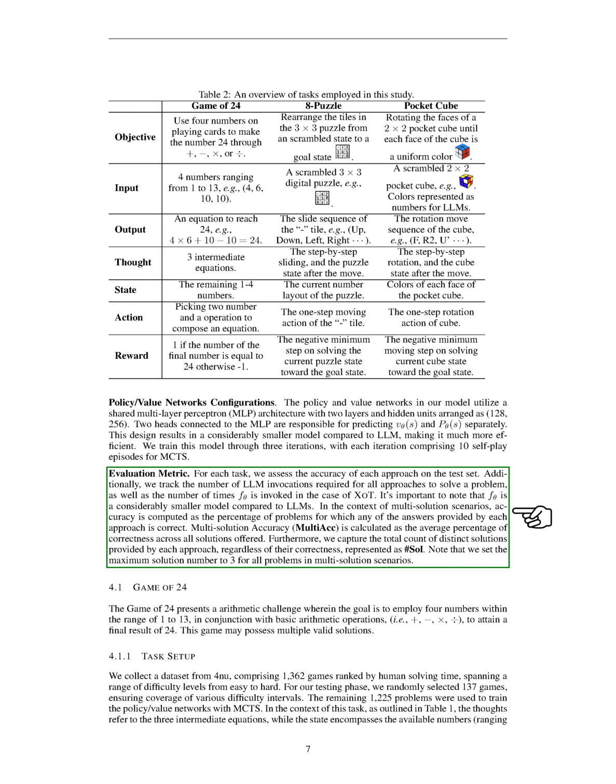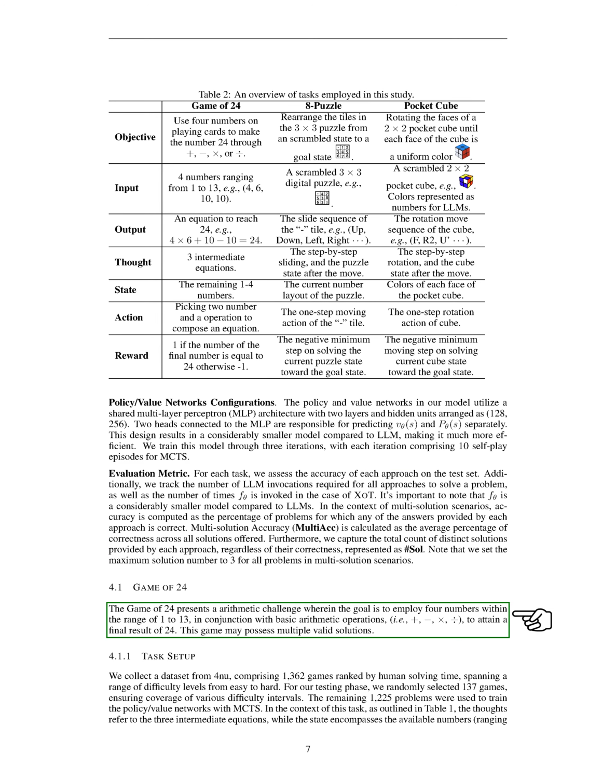We also calculated the average percentage of correctness across all solutions offered, which we call multi-solution accuracy, multi-ACC. Additionally, we recorded the total count of distinct solutions provided by each method, regardless of their correctness, represented as #sol. We set the maximum solution number to 3 for all problems in multi-solution scenarios.